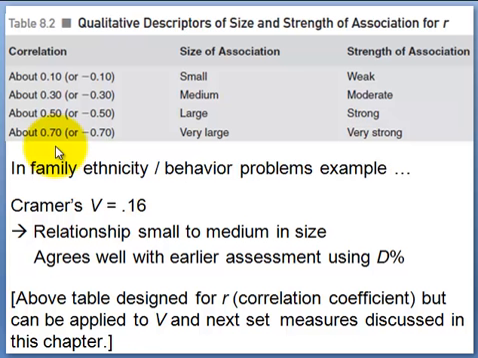I'm not going to discuss calculation of Cramer's V, but I calculated Cramer's V for the family ethnicity behavior problems example. It computed to 0.16. So you could consult table 8.2 and see that that's intermediate between small and medium. So again, we have basically an association that is fairly small in size.